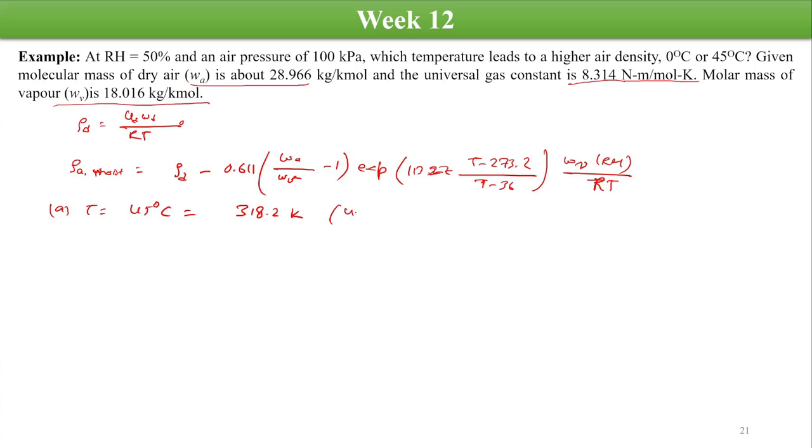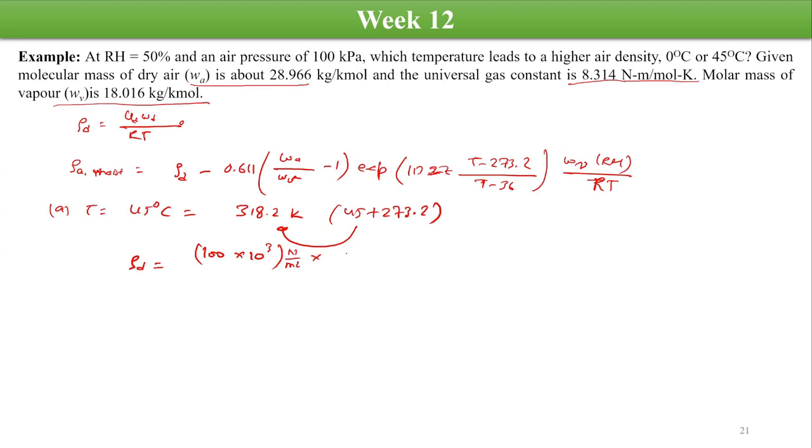So it's nothing but 45 plus 273.2 Kelvin, so it will give you 318.2 Kelvin. If you calculate the air pressure, this density in the dry state, then it will be equal to PD WD upon RT. The value of PD is given as 100 kPa. If you calculate it into Newton, then it will be 10 to the power 3 Newton per meter square.